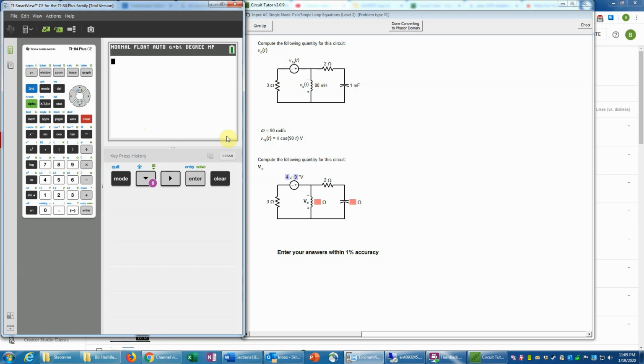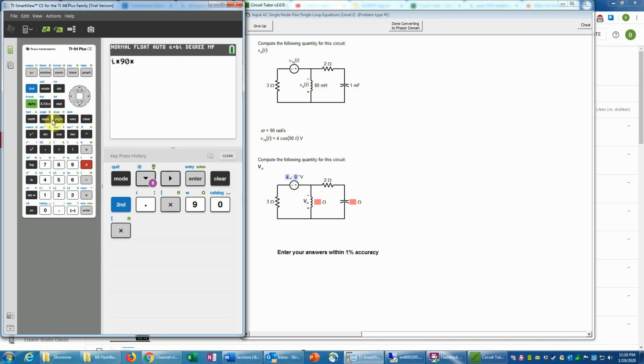Now we need to find the impedance of the inductor, and you have to remember that the impedance of an inductor is j omega L. On the calculator, j is written as i, using the mathematician notation. i times omega, which is the 90. Of course, we don't multiply that by 2 pi because that's already omega. It's not the cycle frequency, or f. That's then multiplied by the value of the inductance, which is the 80 millihenries.